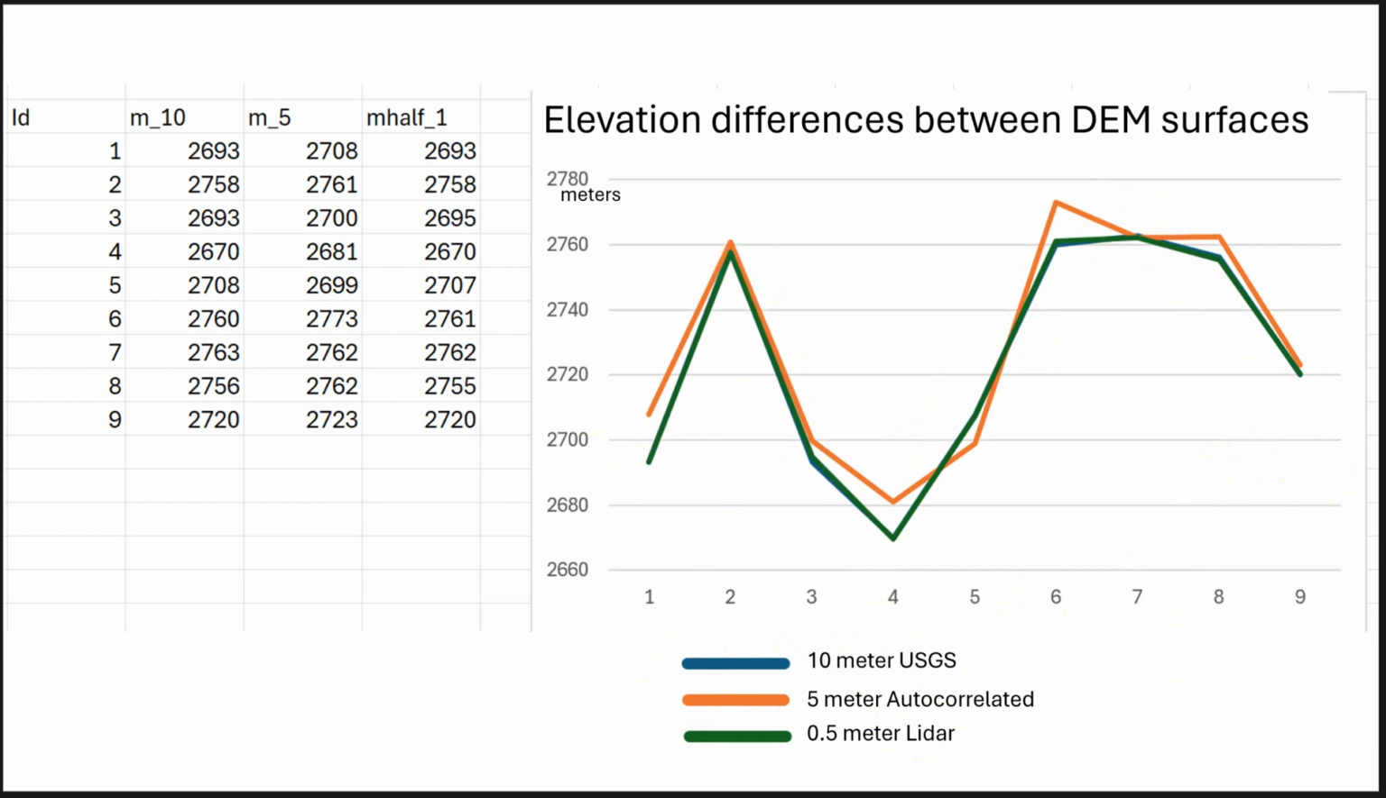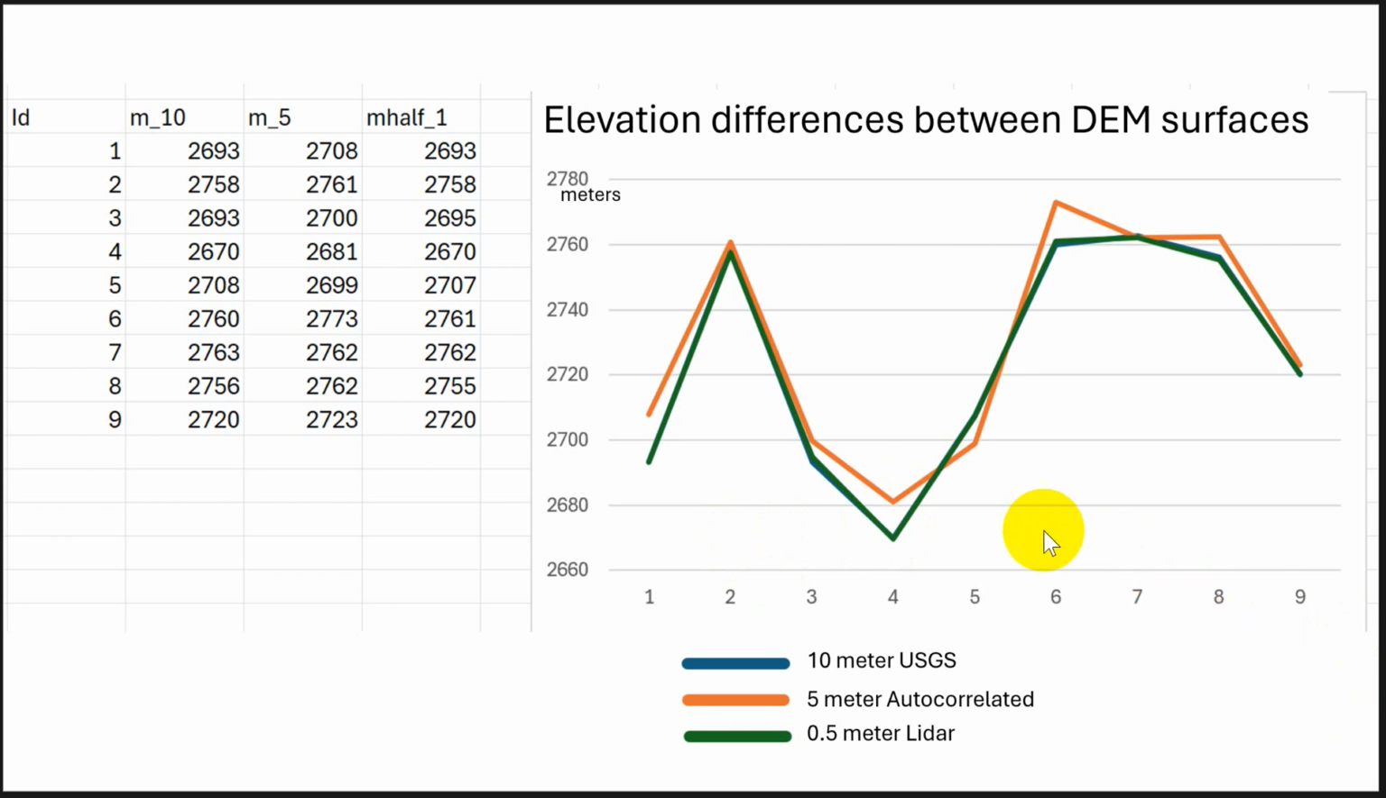That's really telling. The deviant orange line represents the elevations extracted from the 5 meter autocorrelated DEM. This should be a light bulb moment for you. Higher resolution does not equal higher quality or higher accuracy. In some places, like at point location 4 and 6, the autocorrelated surface is 10 meters higher than the LiDAR surface. That's over 30 feet of difference.